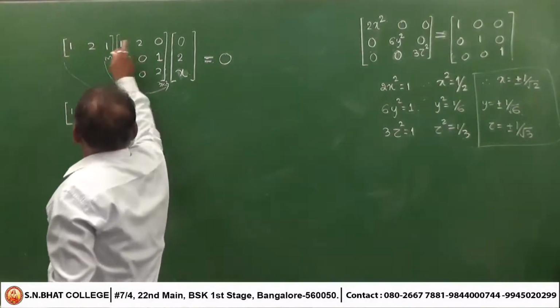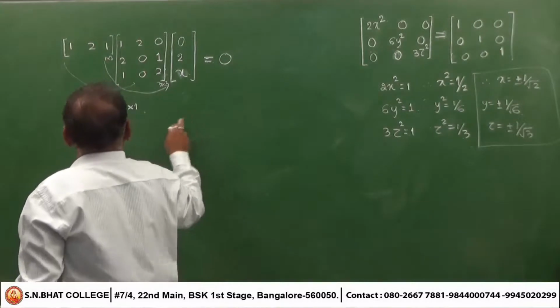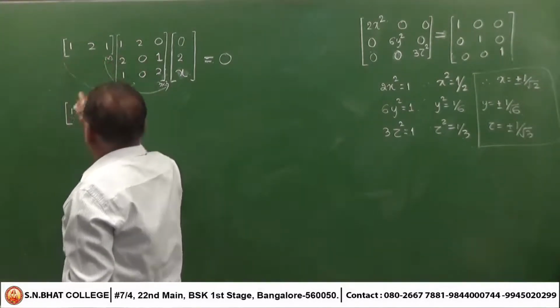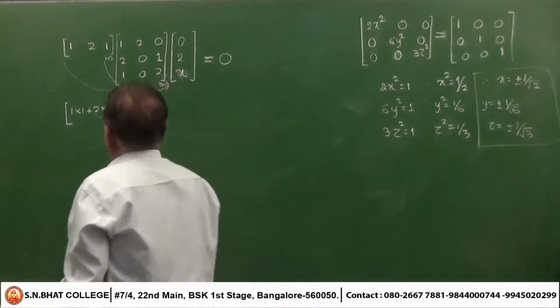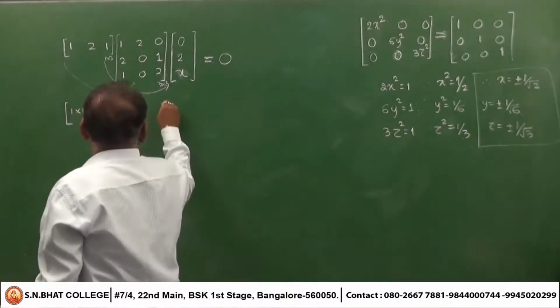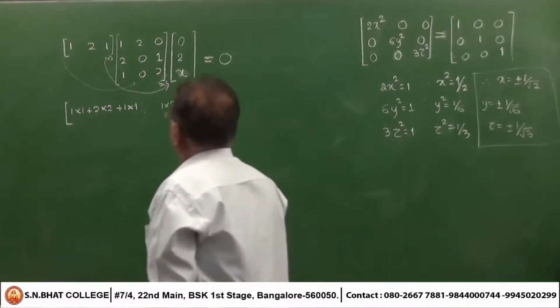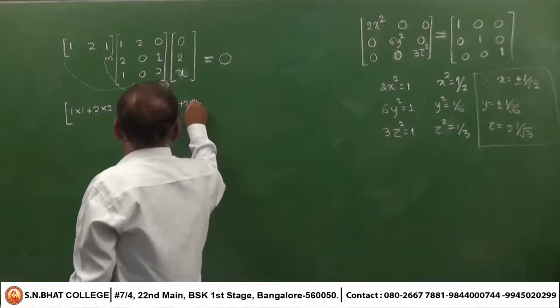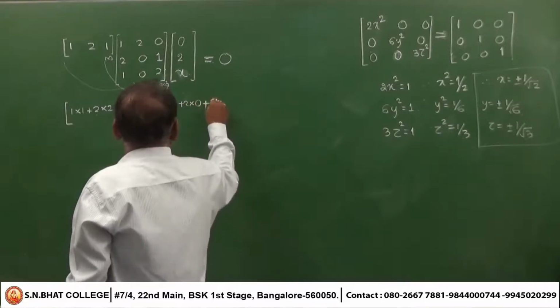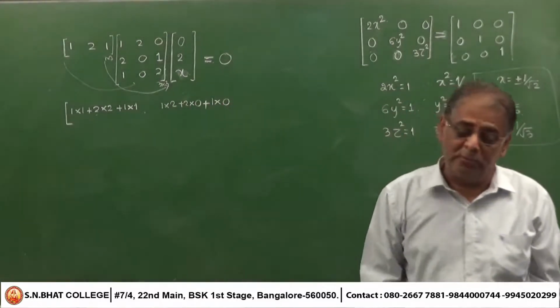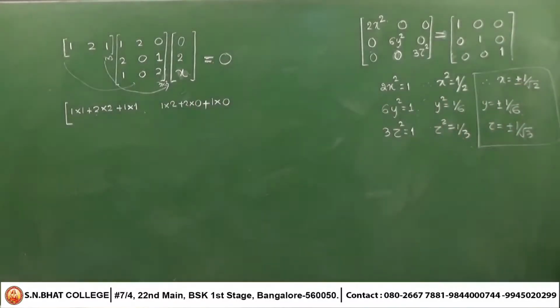Next, first row second column. It must be written in first row only. How many columns you are multiplying from first row? That must be written in first row only. Next, 1 into 2. Leave a little bit of space in between these two elements. 1 into 2 is 2 plus 2 into 0 plus 1 into 0. This is the multiplication of first row with second column. After multiplying, you get a 1 cross 3 matrix, 1 row 3 column.